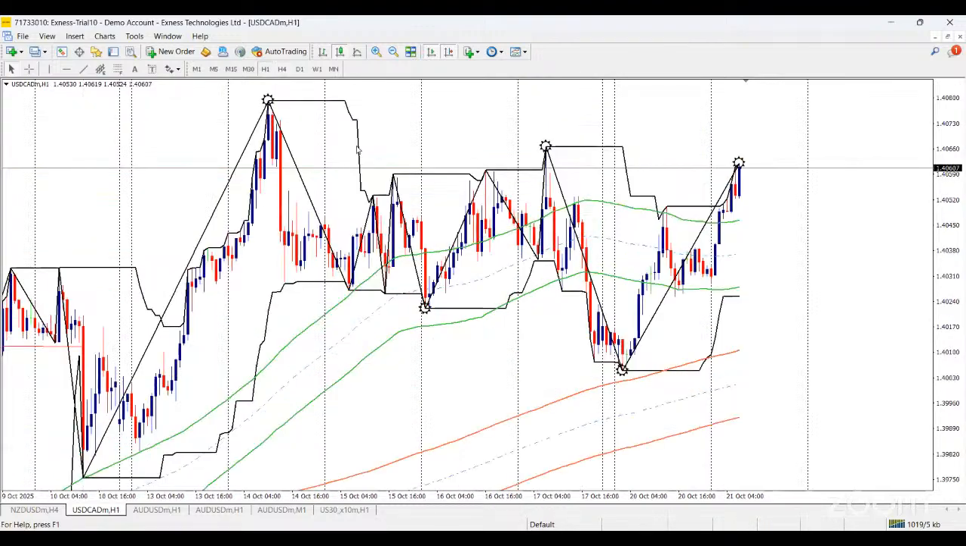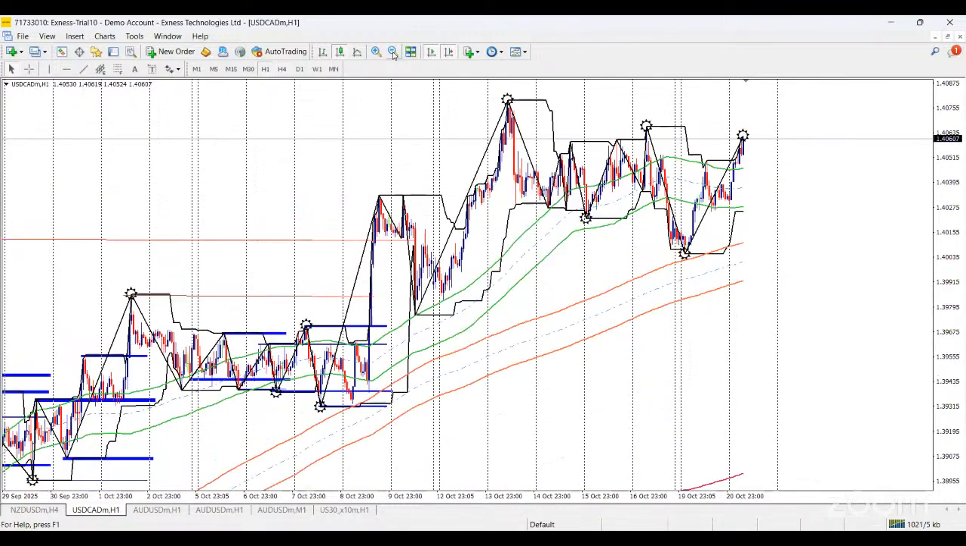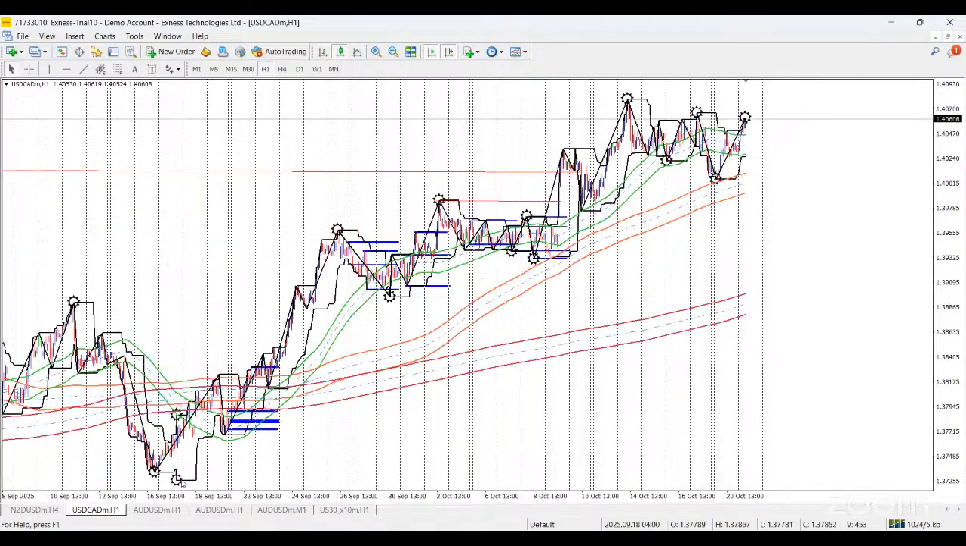H1 time frame, what do I see? On the H1 time frame, it's been buying since the 16th of September. However, look at this. There could be temporal sells.